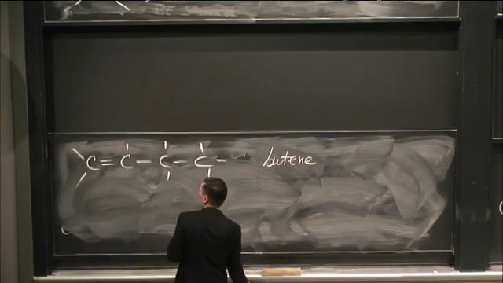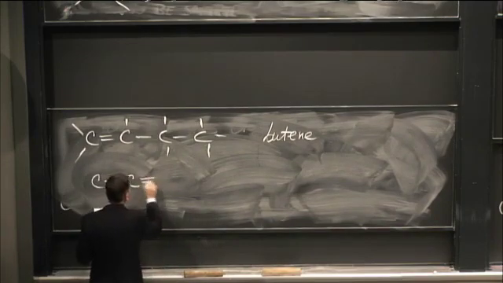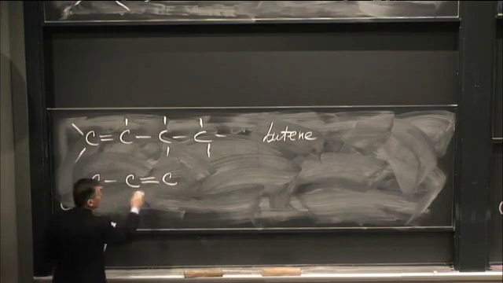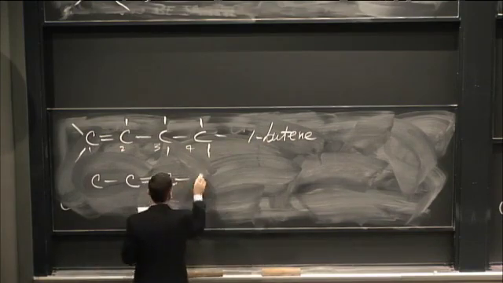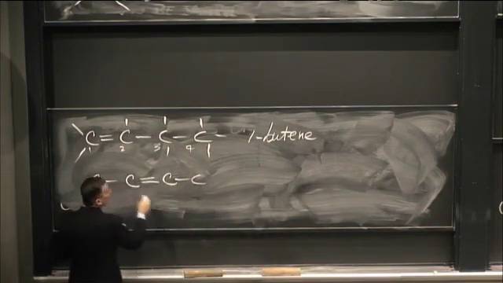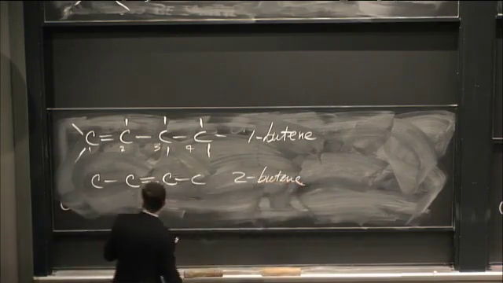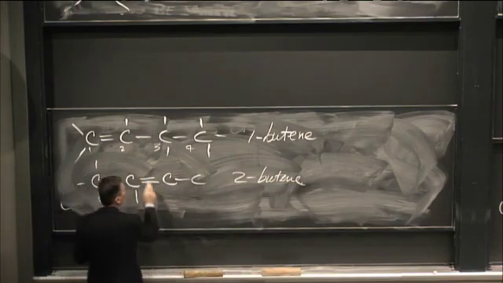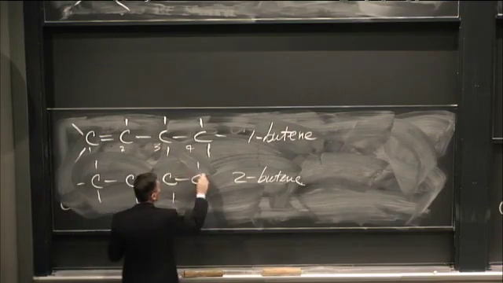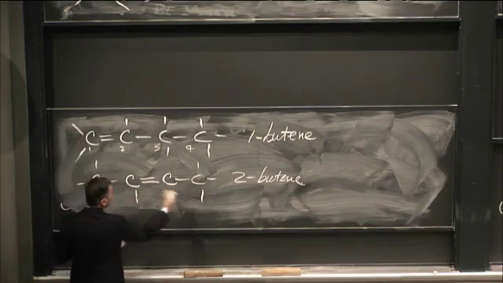But there's another place I could put the carbon-carbon double bond. I could do it this way. Make a carbon-carbon single bond, move the carbon-carbon double bond over to the number 2 position. This is 1, 2, 3, 4. So this is going to be 1-butene, and this one here we'll make 2-butene. I've proven to you, I hope by now, that I can count to 4. So this is 2-butene.